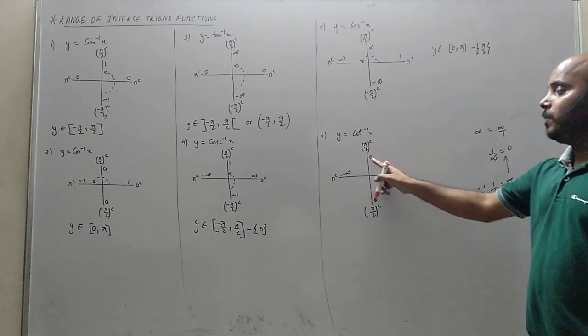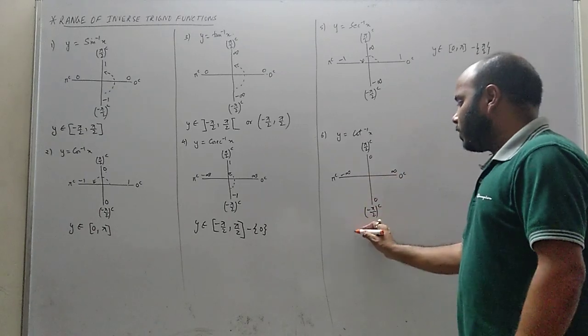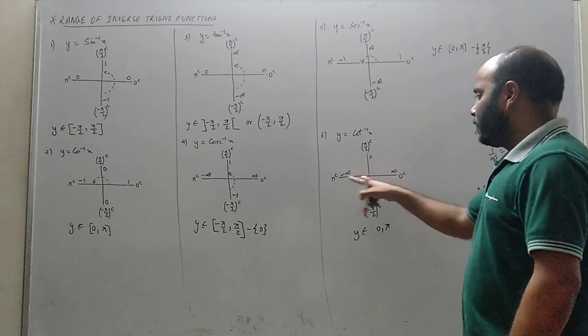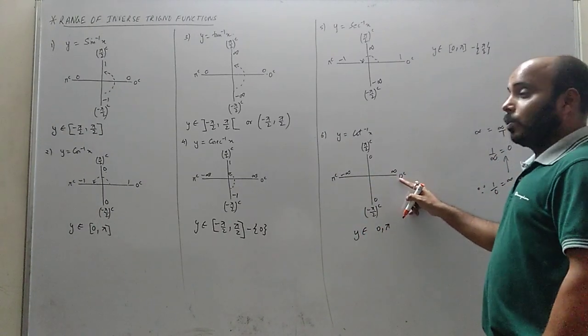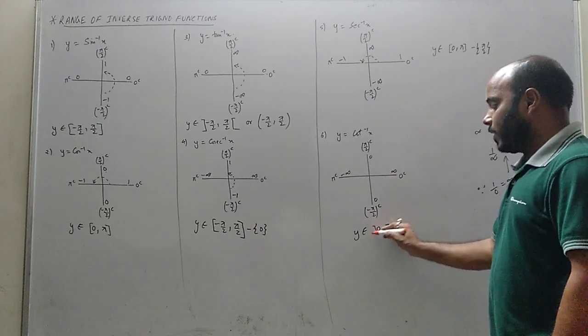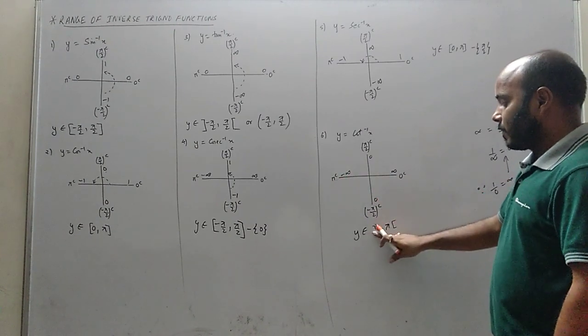So out of 0 and infinity, which one to prefer? Infinity we prefer. So infinity from where to where? So y belongs to 0 to pi. Infinity we have here, infinity we have here, 0 to pi. Okay, now check out the brackets. At 0, we have infinity, that means open bracket. At pi, we have infinity, that is open bracket.